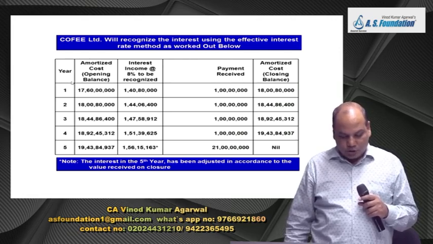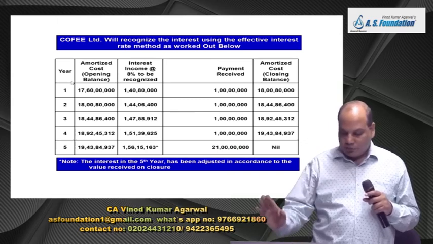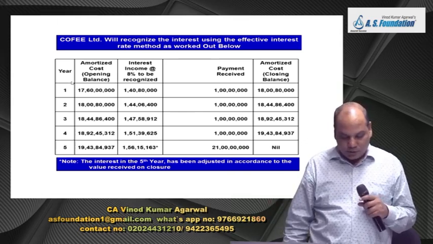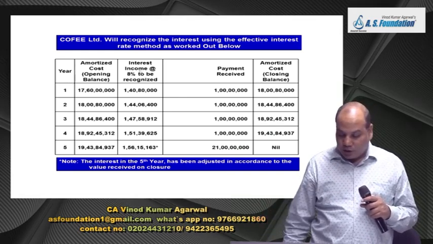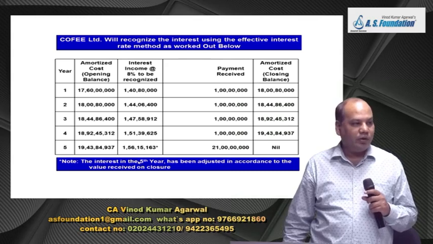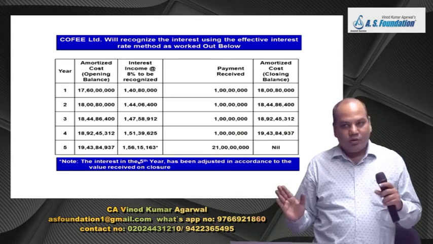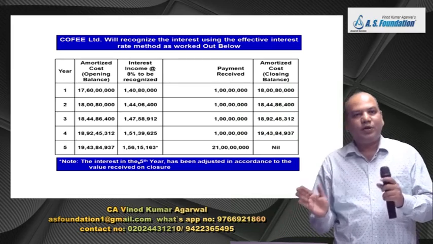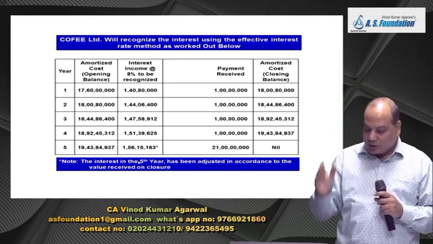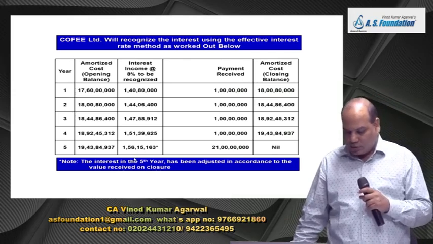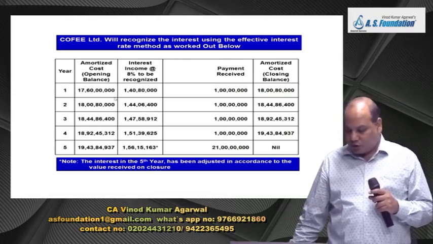The question was, you are required to show the value at which Coffee Limited would recognize the loan. That I have calculated as 17.60 crore, and the annual interest thereon. Now for the annual interest, this table is required. Is it right? Write the answer as per the question. Loan amount 17.6 crore. Interest, this is the interest you will recognize. So start.